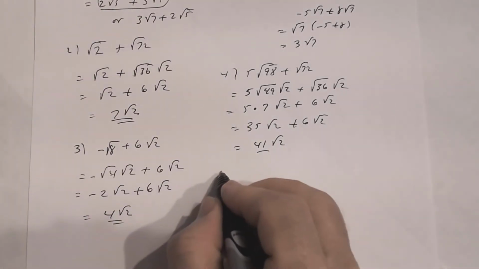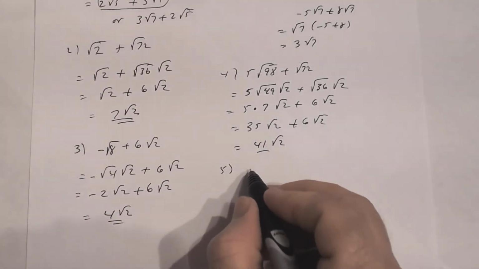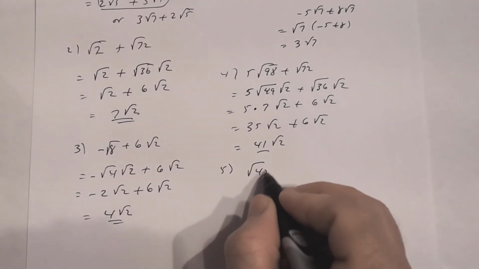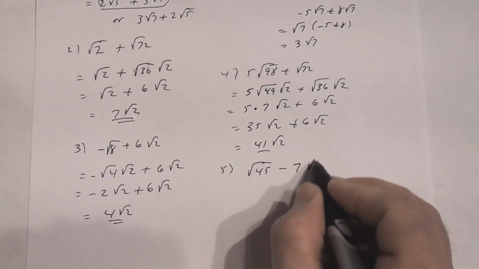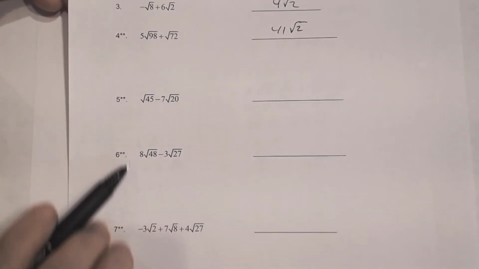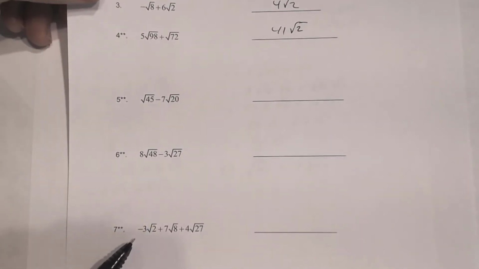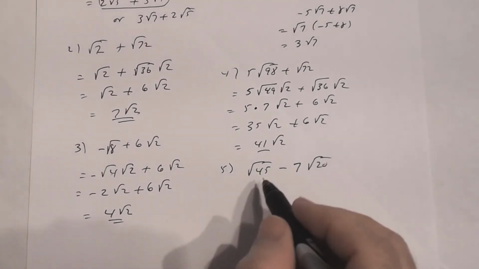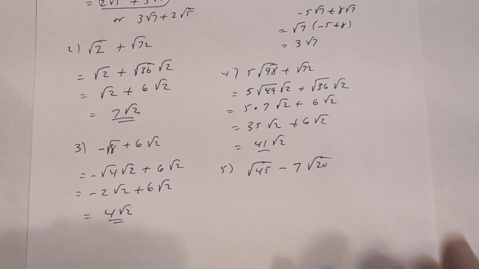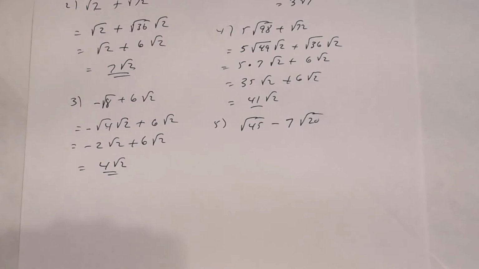All right, number 5. All right, so here, let's put number 5 here. So number 5, we have the square root of 45 minus 7 square root of 20. So again, notice there's an asterisk. So there's an asterisk in all the remainder of those. So we need to show the work. All right, so using the product rule, so I have to see this. So this is what you should have said.